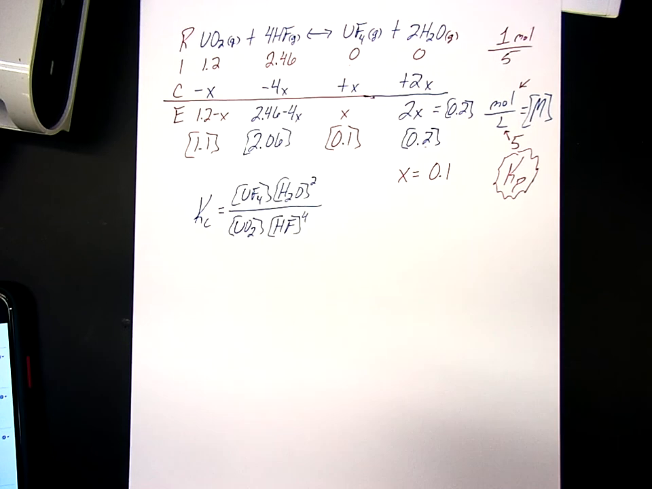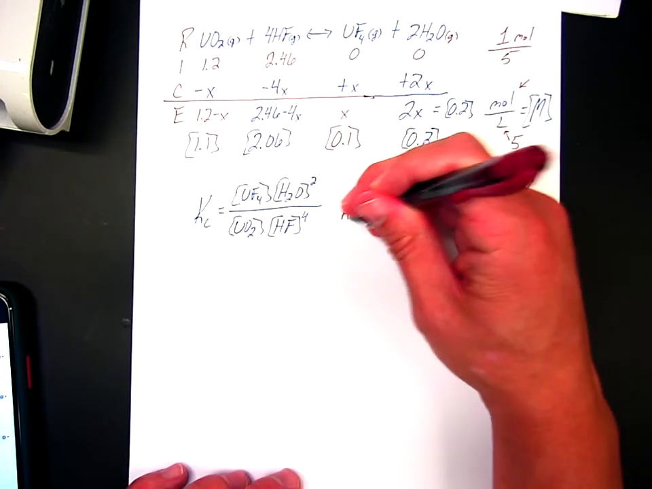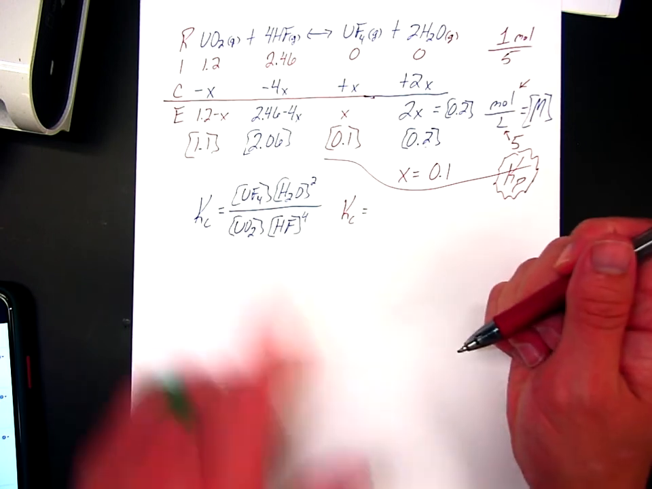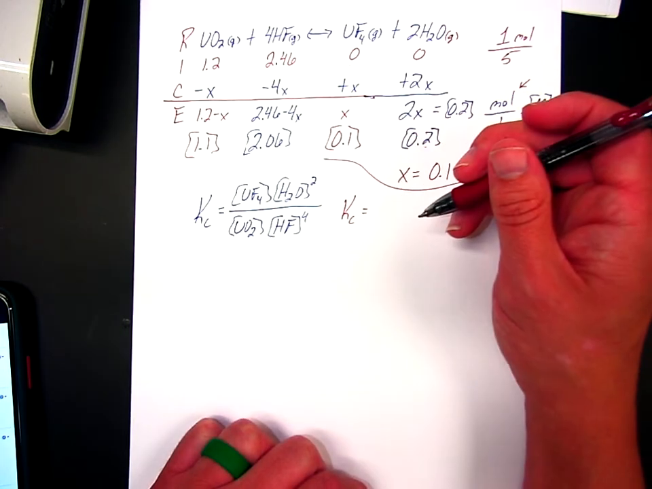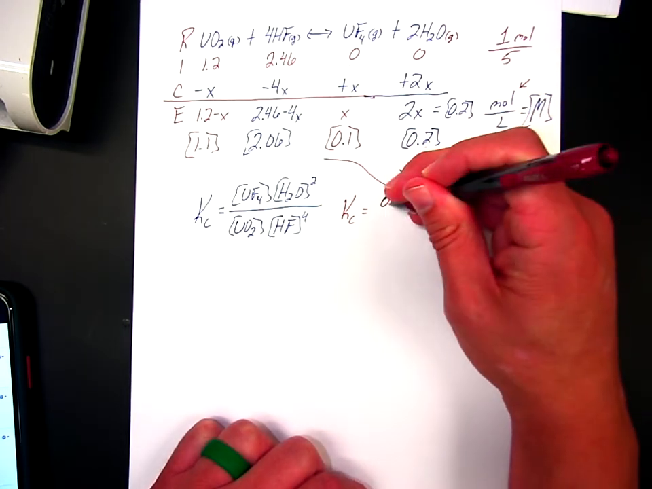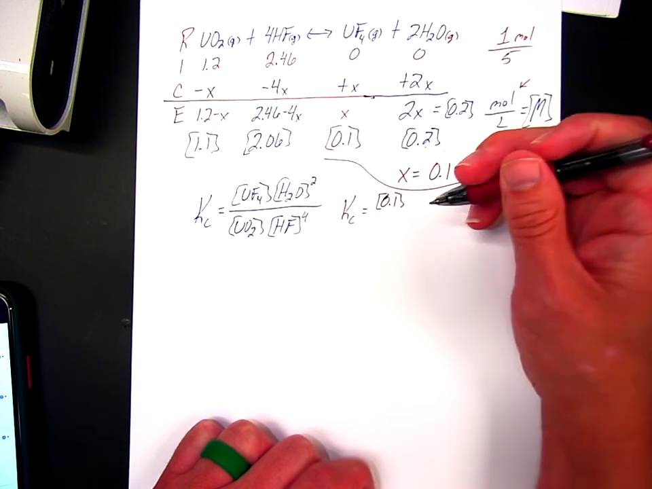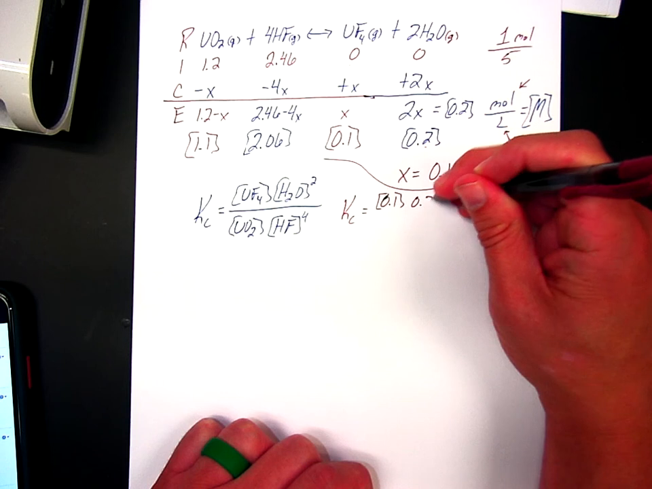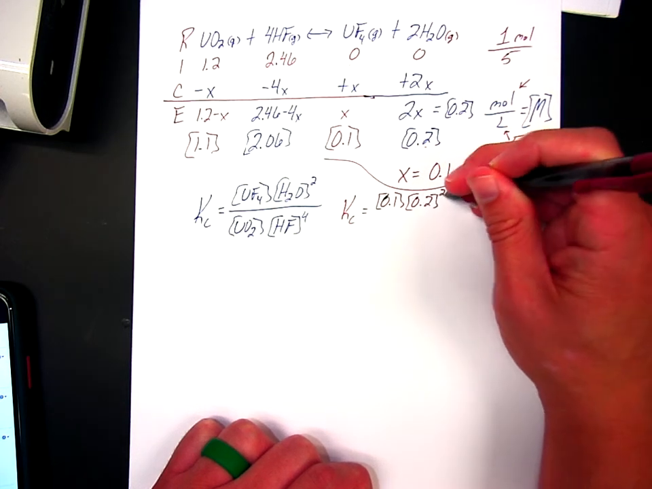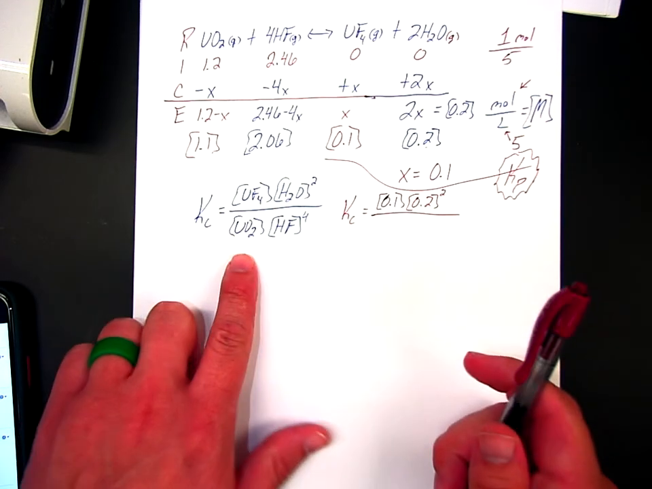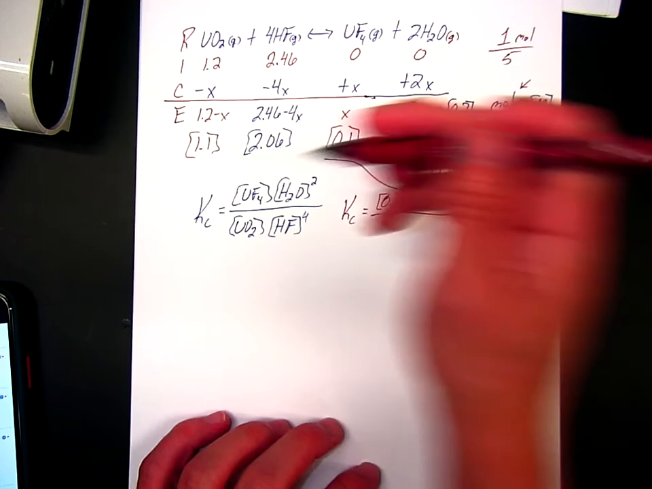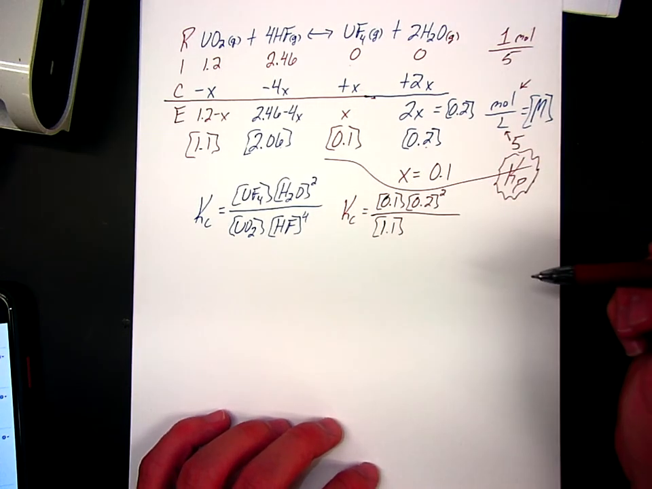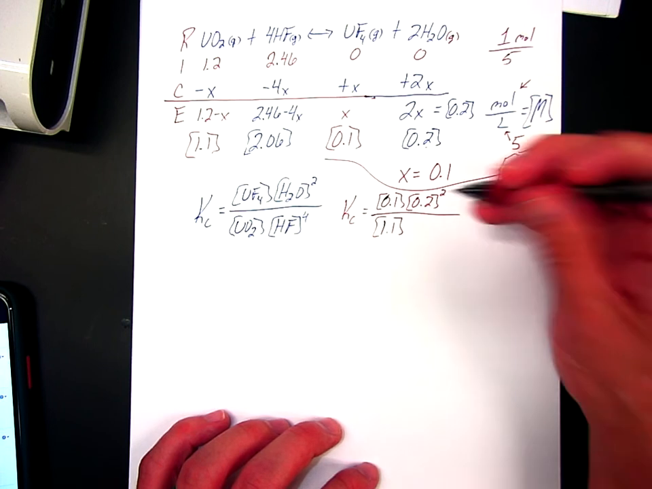Now we'll substitute that, and it'll be Kc equals, and now I'll have all these values show up. The UF4 is 0.1, and then the H2O is 0.2. The UO2 is 1.1. And the HF is 2.06.